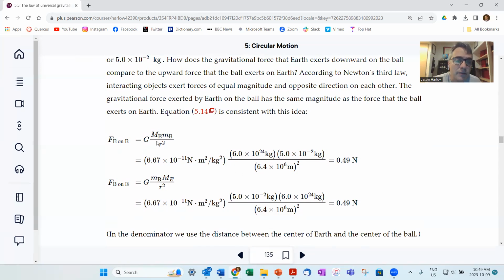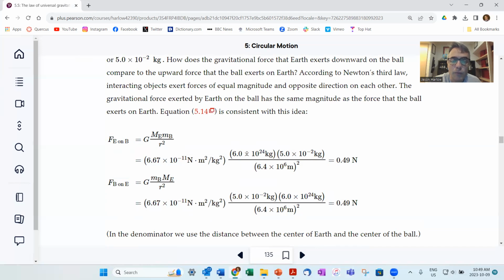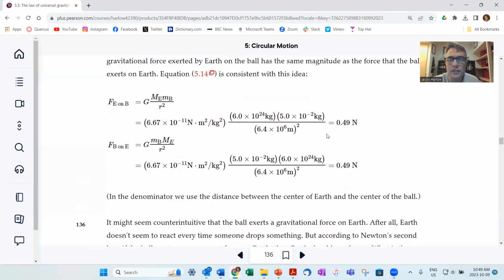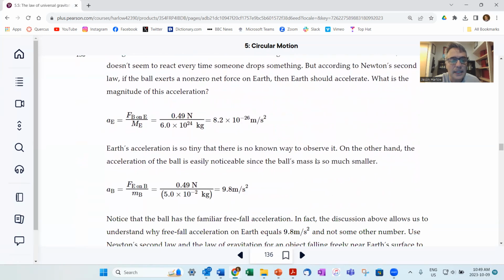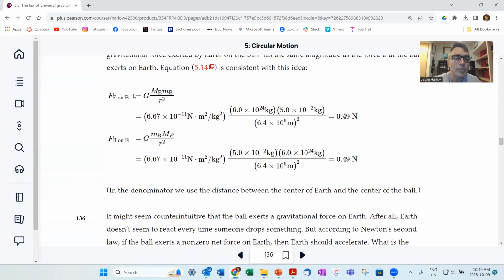So what you do is you plug in that universal constant, 6.67 times 10 to the minus 11. You plug in the mass of the Earth, which is 6 times 10 to the 24 kilograms, the mass of the tennis ball, or whatever it is, I guess, and then divide by the radius of the Earth squared. And what you always get is 9.8 times the mass. So this whole equation boils down to 9.8 newtons per kilogram times the mass of the ball. So that's where the 9.8 comes from.